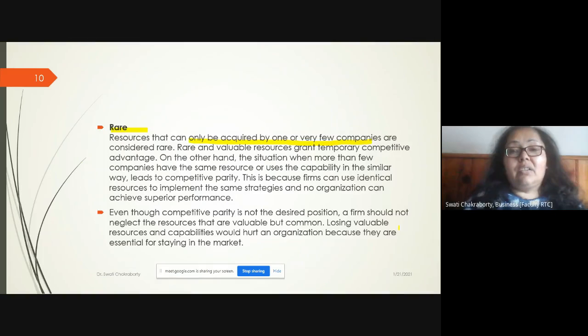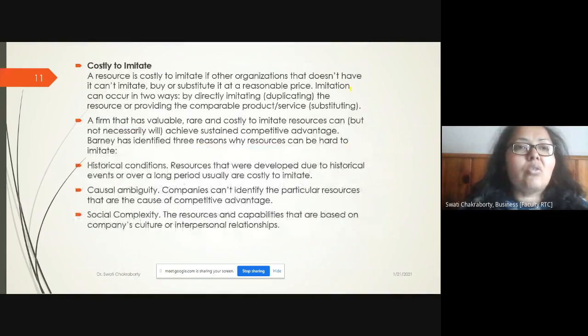But in a situation where more companies can have that resource, then what happens? Then it's competitive parity. Everyone is at the same level. Third comes costly to imitate. When we say whether a resource is costly to imitate, we mean it has to be imitated by other organizations.